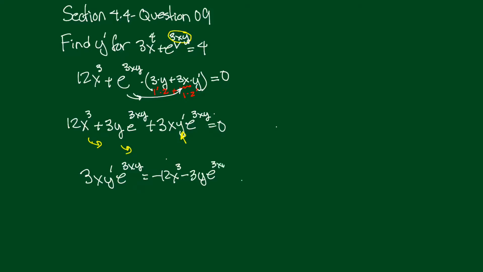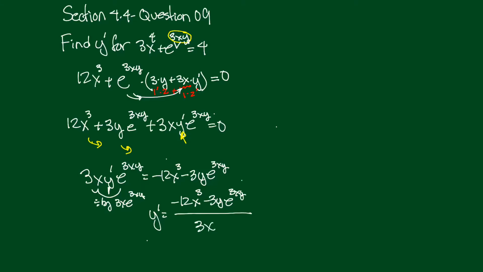to the 3xy. All right, and now I'm trying to solve for this y prime, so I'm going to divide by this. So I'm going to divide by that 3x e to the 3xy. So I'm thinking we're going to get y prime is equal to this fraction here, negative 12x cubed minus 3y e to the 3xy all over 3x e to the 3xy. Now, I'm going to claim that that works. That is the derivative. I could simplify it a little bit, right?